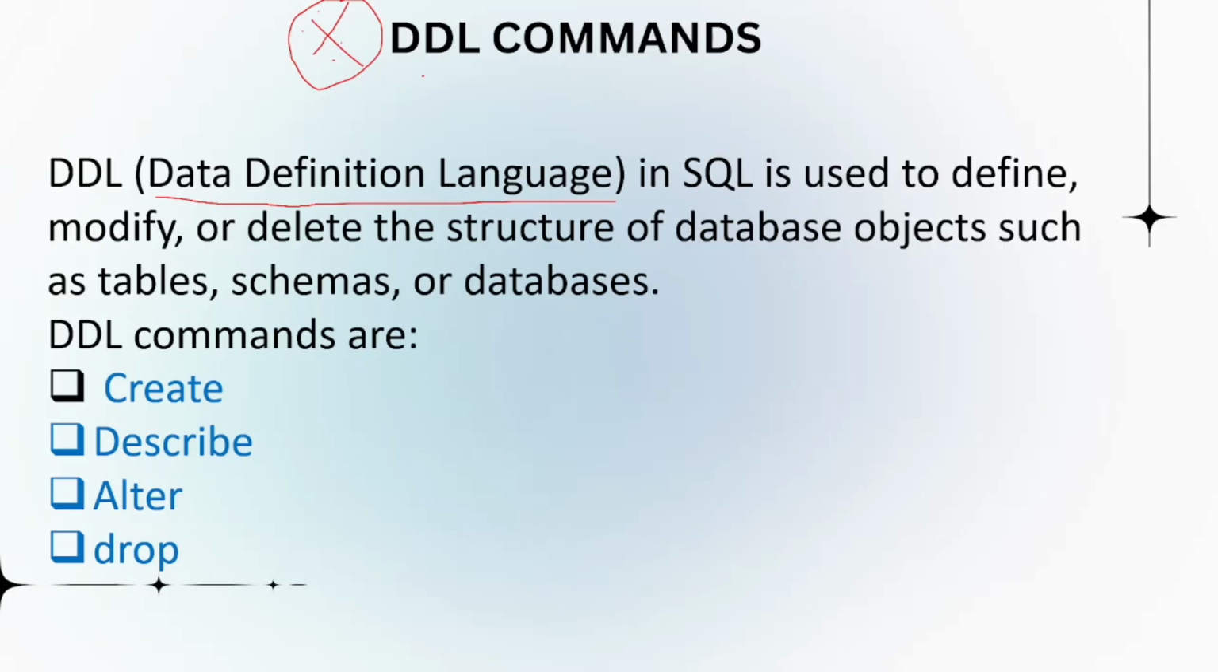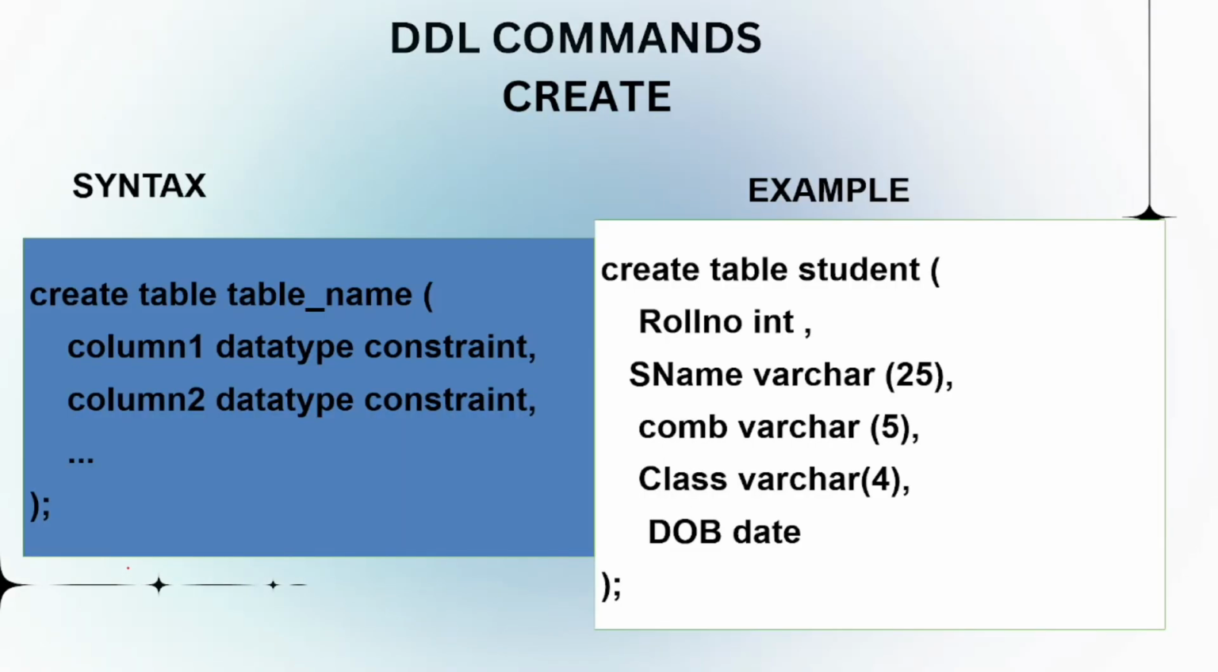So you have to say that DDL is nothing but data definition language, and the commands under DDL are create, describe, alter and drop. Okay, so it is used to define, modify, delete the structure of database objects such as tables, schema or databases. Okay, so these are the ones you have to remember, and we are going to see them one by one now.